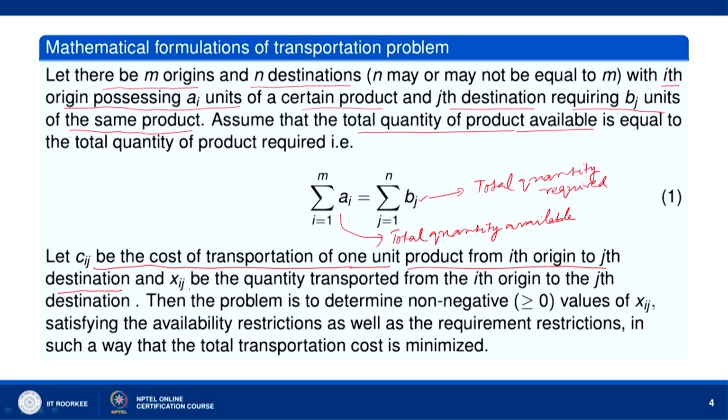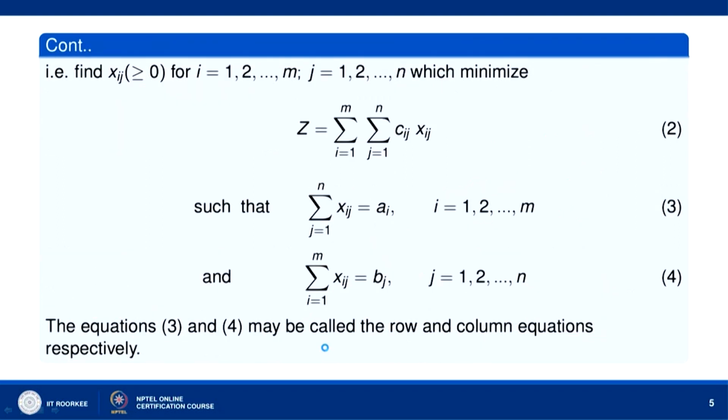Let C i j be the cost of transportation of 1 unit of product from the ith origin to the jth destination, and x i j be the quantity transported from the ith origin to the jth destination. Then the problem is to determine non-negative values of x i j satisfying the availability restrictions as well as the requirement restrictions in such a way that the total transportation cost is minimized. So, we have to find non-negative values of the unknowns x i j for i equal to 1, 2 and so on up to m, j equal to 1, 2 and so on up to n, which minimize the total cost.